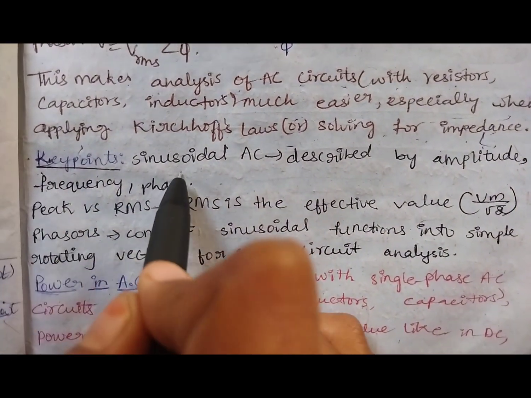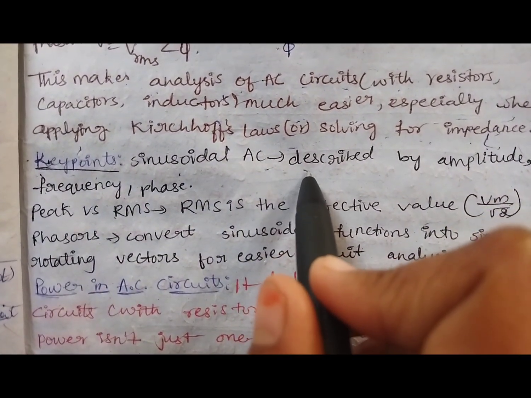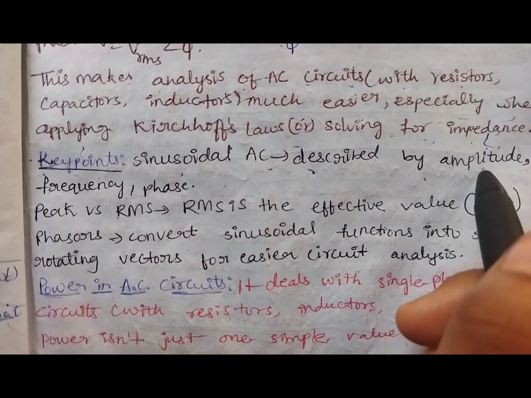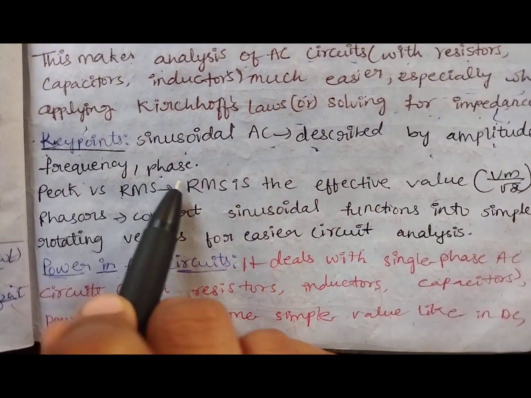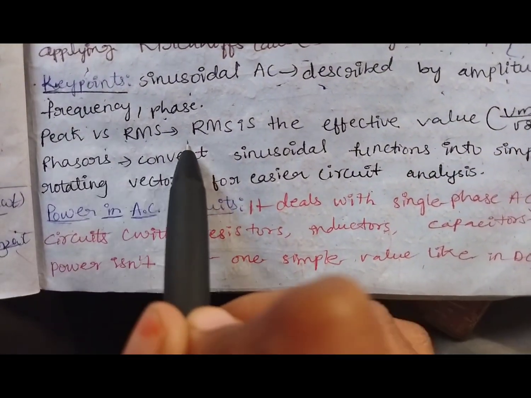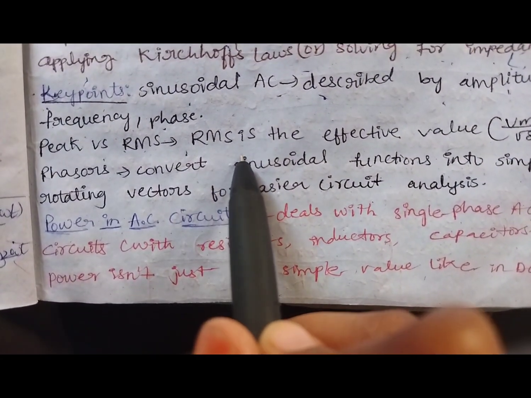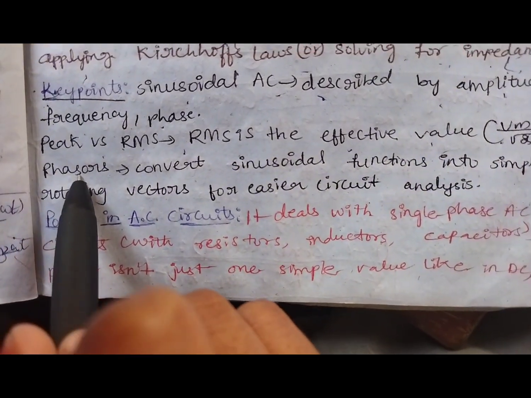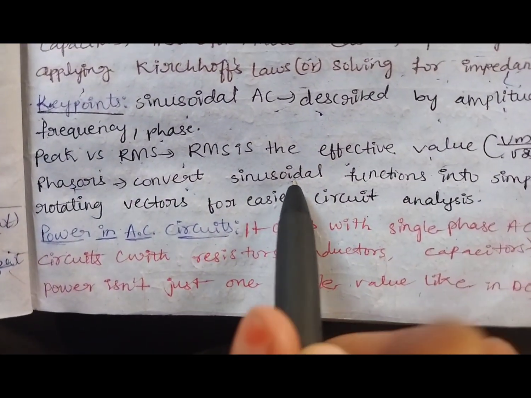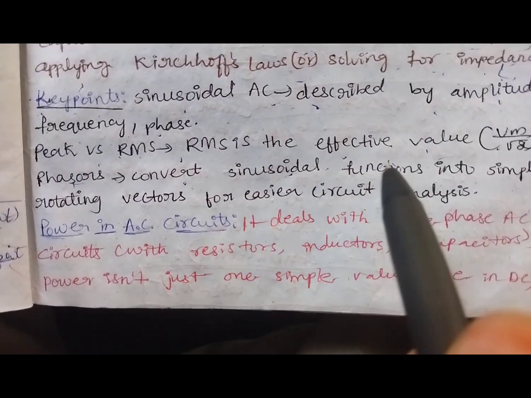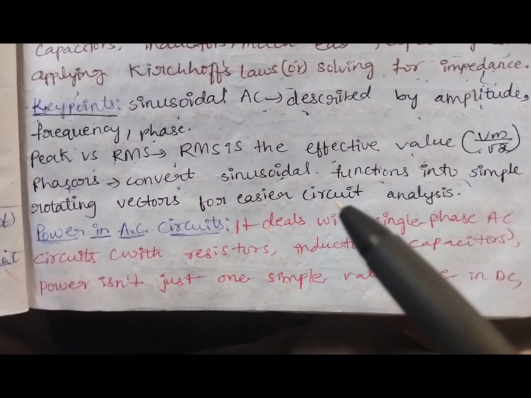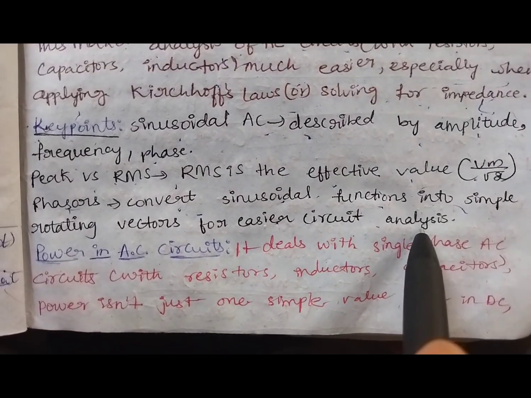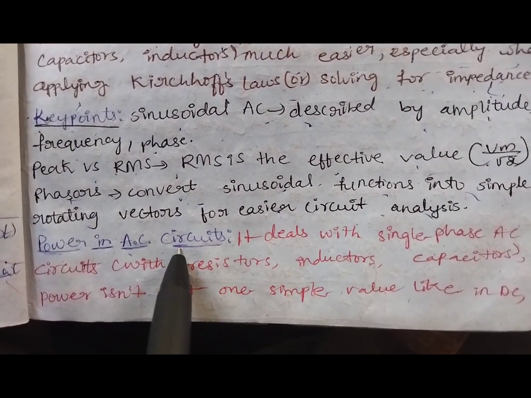Key points: sinusoidal AC is described by amplitude, frequency and phase. Peak versus RMS: RMS is the root mean square value, the effective value, like Vm by root 2. Phasors convert sinusoidal wave forms to simple rotating vectors for easier circuit analysis. Next, power in AC circuits.